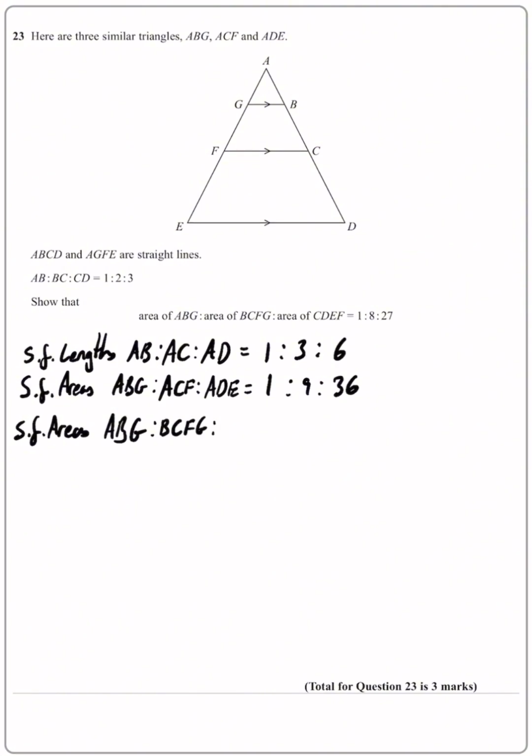So ABG is still 1. BCFG is going to be ACF subtract ABG, so 9 take away 1. And then for the CDEF, we're going to do the 36 take away the 9 parts of the triangle above it. And then that's going to turn into 1 to 8 to 27, which is what the question wanted.